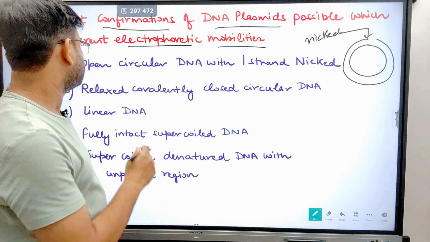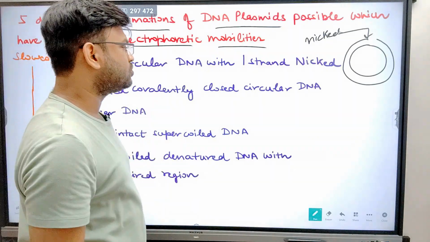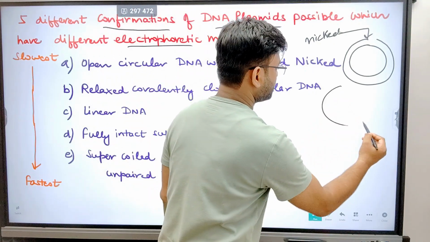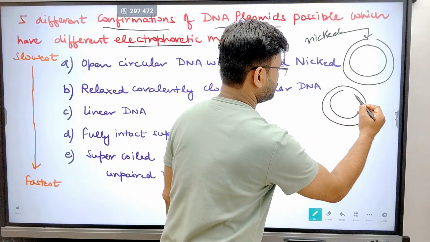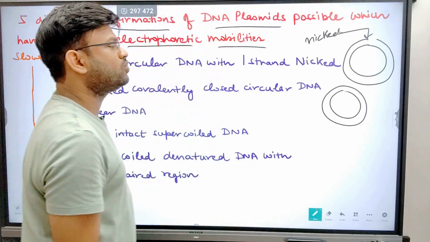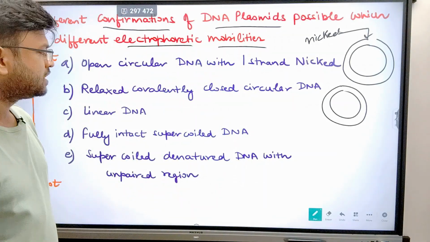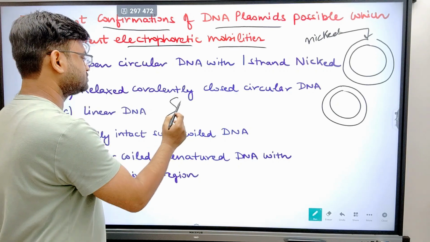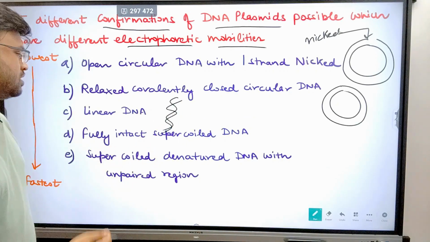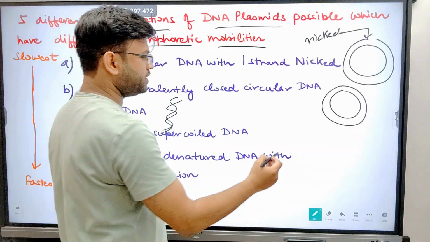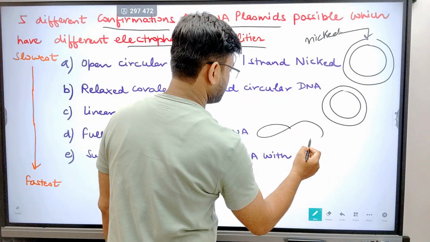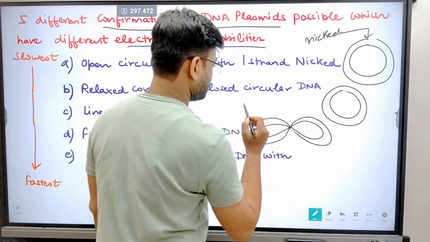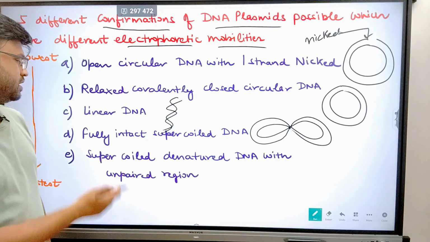Now let us move on to the next point. Relaxed covalently closed circular DNA. This is the relaxed covalently closed circular DNA. Next, linear DNA. This is the linear DNA. Fully intact supercoiled DNA. This is the supercoiled DNA, basically.